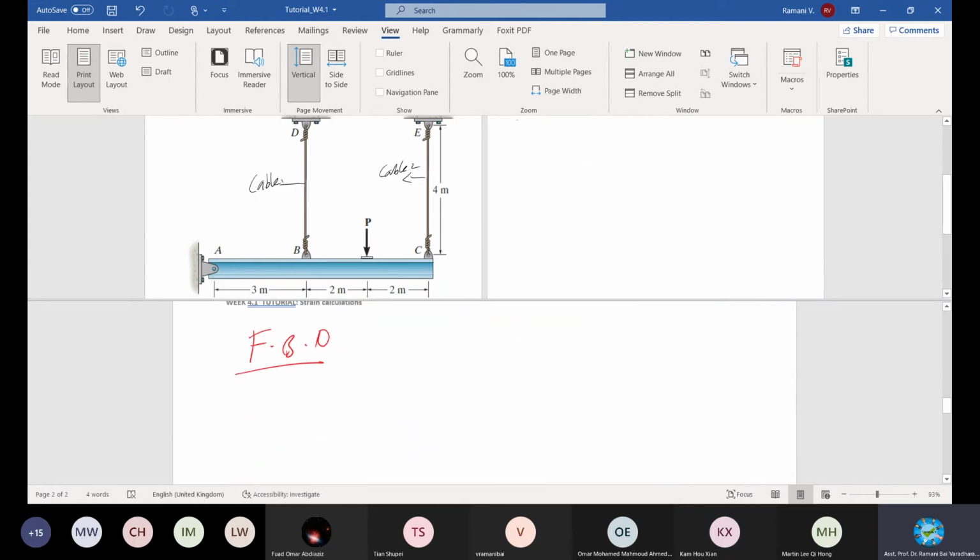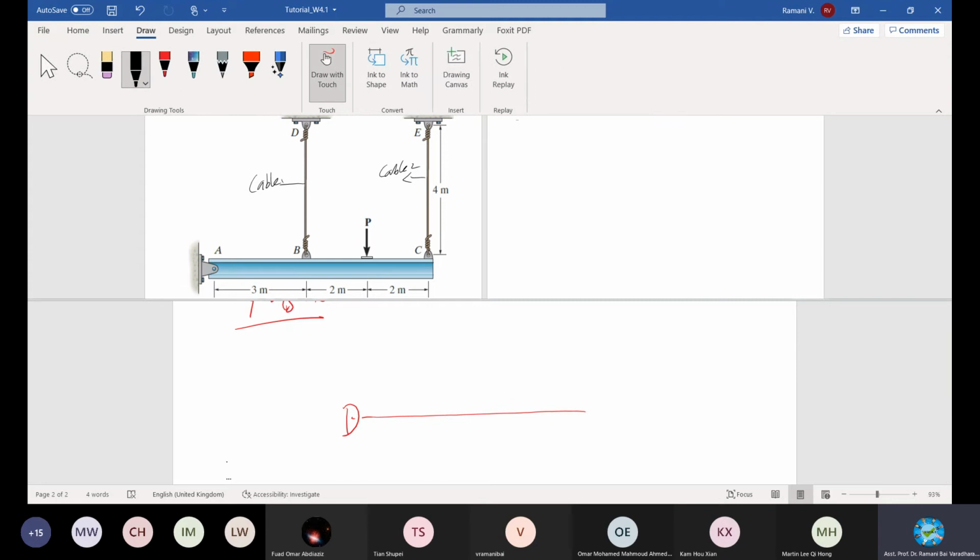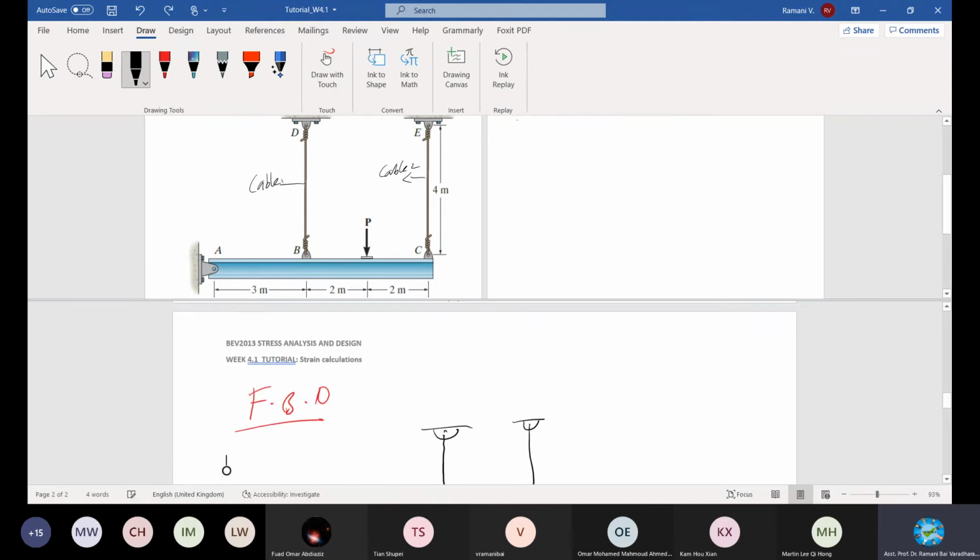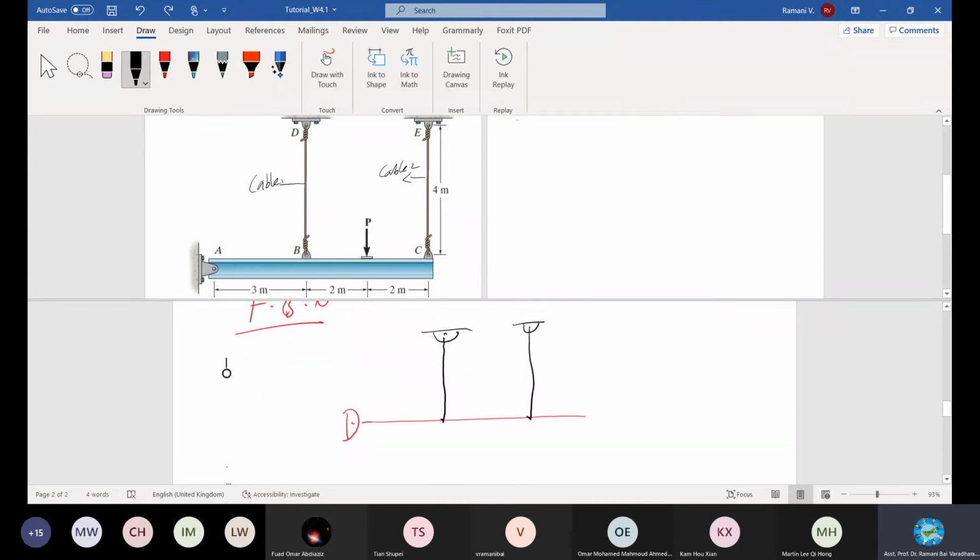I start from the support, right? The support condition is like this, a pin joint, and there is a member. And there are two cables located, I use another color. Take it as a straight line. Each one is pinned here again, pinned here, okay? And this end is called A.